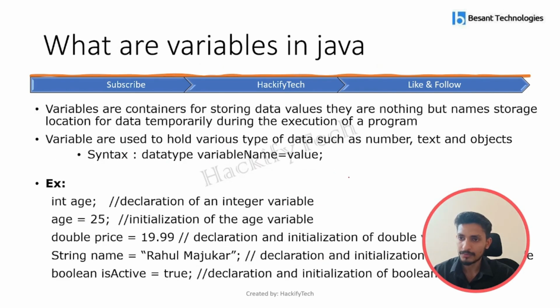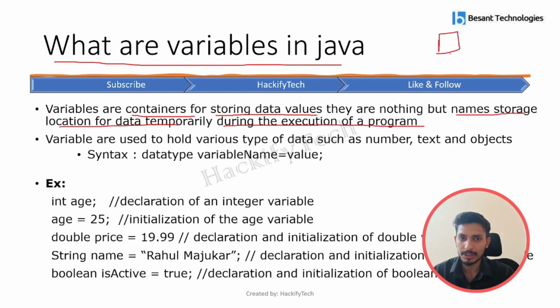In this series, the next question is: what are variables? Variables are containers used for storing data values. They are a named storage location of data temporarily during the execution of a program. They are stored temporarily, not permanently. The moment you close the application or the moment a variable goes out of scope, it will be destroyed.